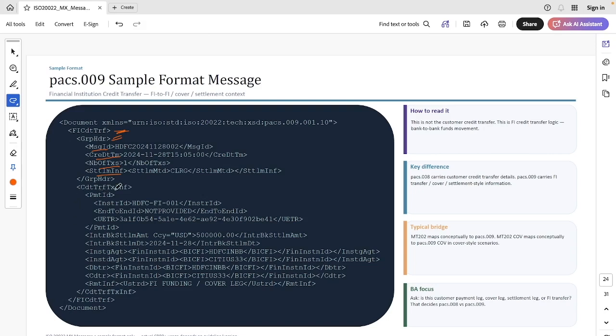Inside the transaction details, we again find payment identifiers, like instruction ID, end-to-end ID, UETR. However, the business context is different. This is about FI to FI movement, cover payment, or settlement related movement depending on the scenario. The amount shows the interbank settlement amount. The agents and the financial institution identification field tells us which banks are involved in the movement, and remittance may describe the FI funding or cover leg.